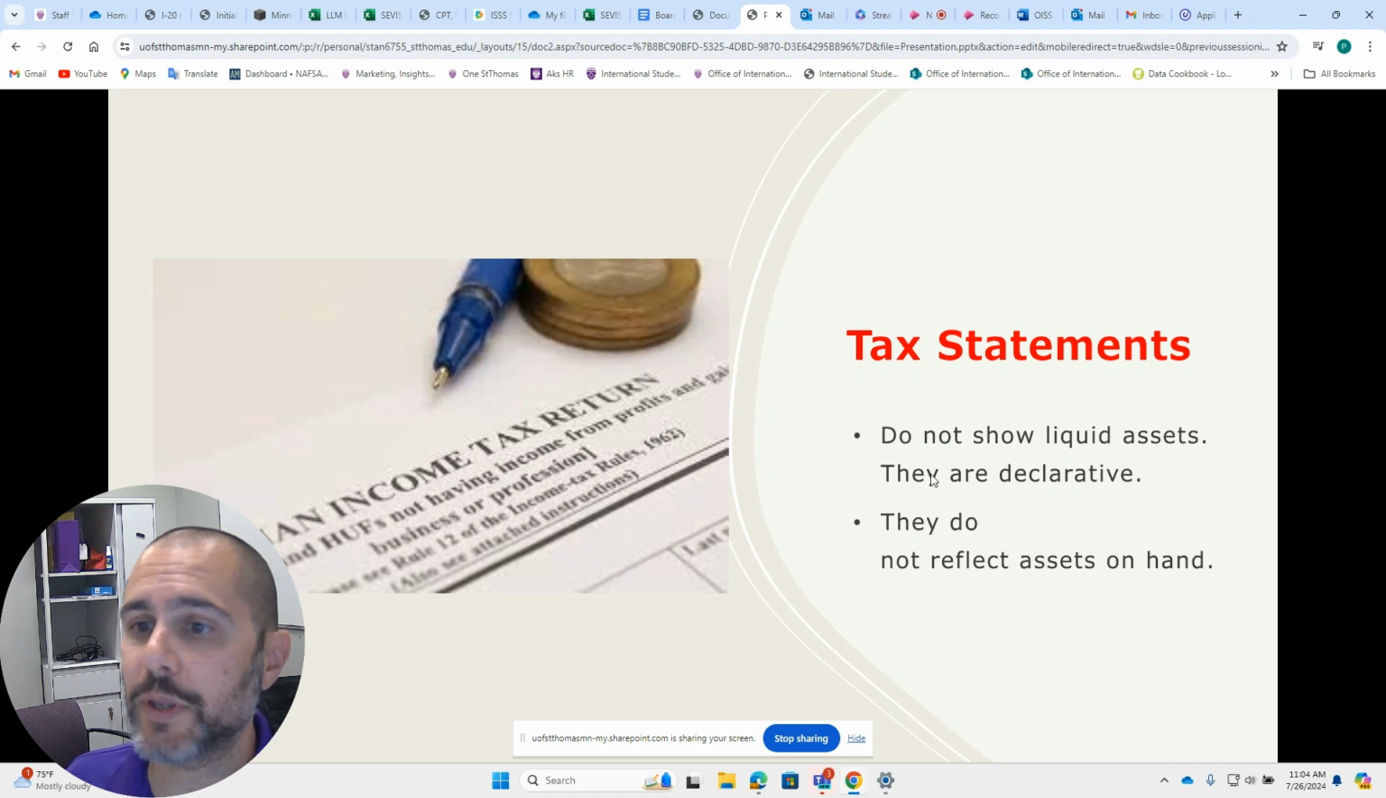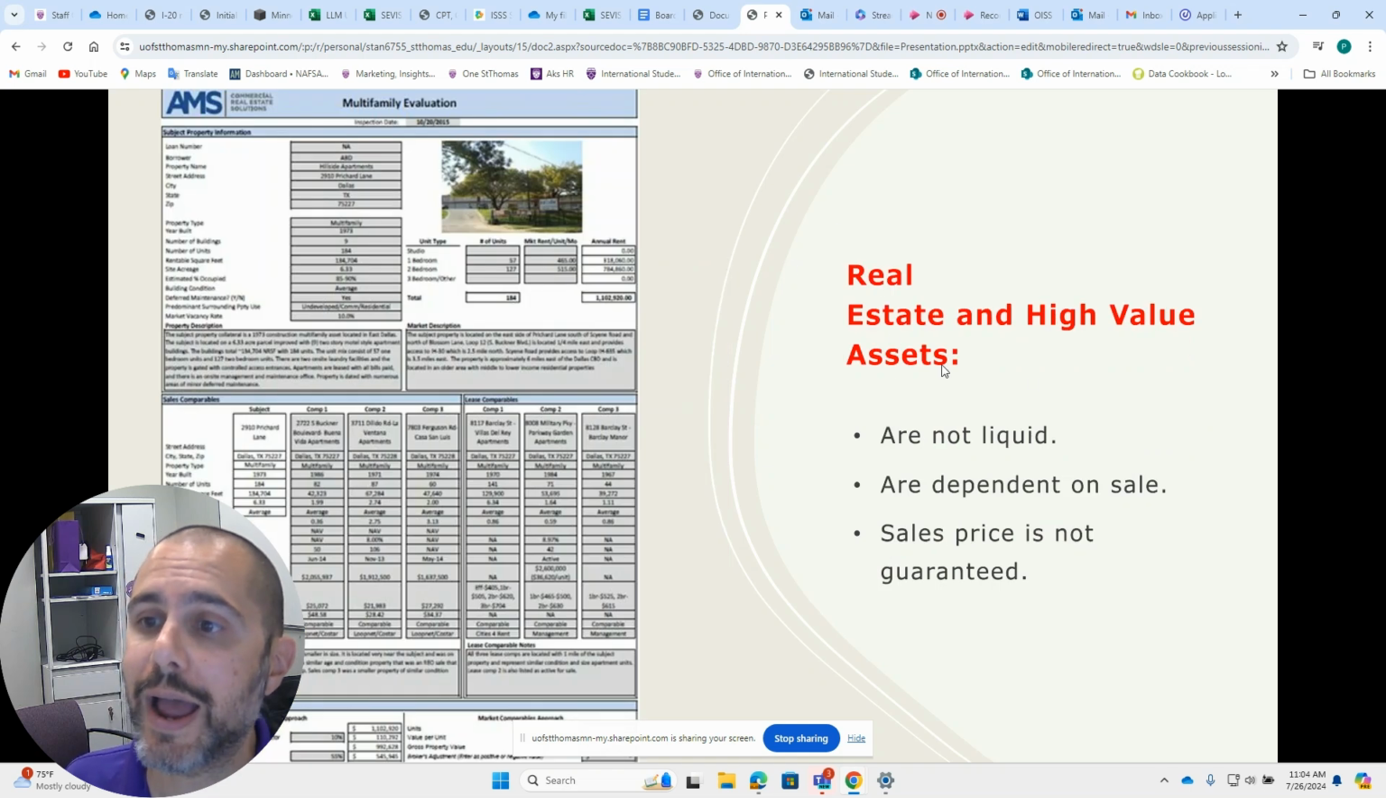So once again, tax statements, they're declarative. They're not liquid assets that you have on hand. Real estate or high value assets, once again, like a home statement, are not liquid. They depend on a sale, and the sales price is not guaranteed. So we have no way to know how much you'll get for that in the future if you choose to sell it.